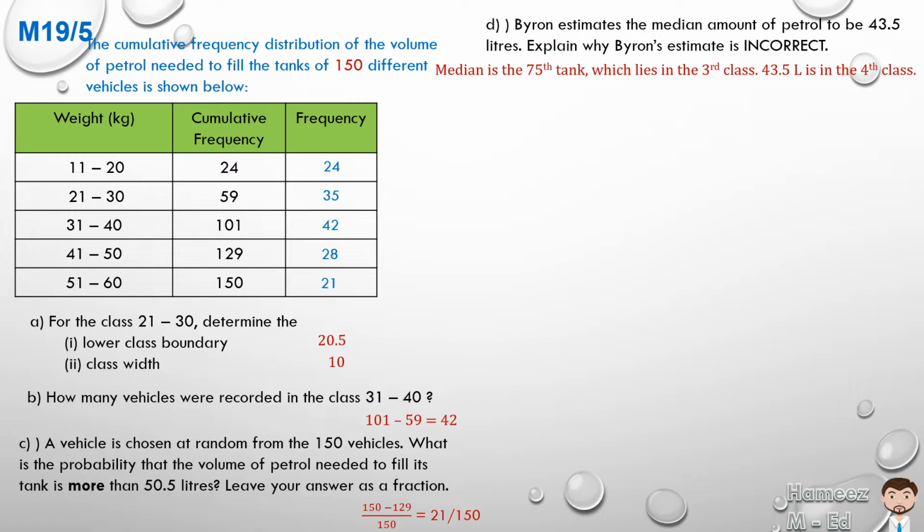Notice that he's estimated it to be 43.5, which would not be in that interval at all, but in the fourth interval. So 43.5 liters is in the fourth class. That's why it is incorrect.